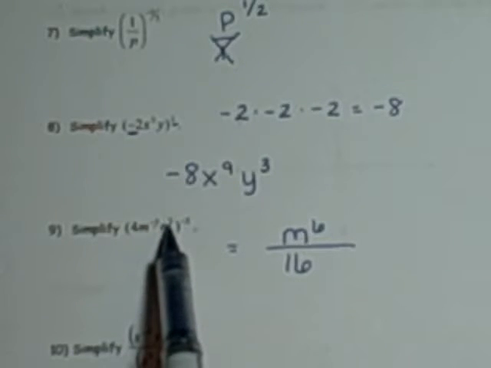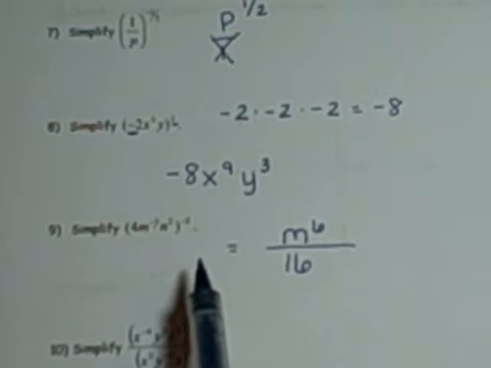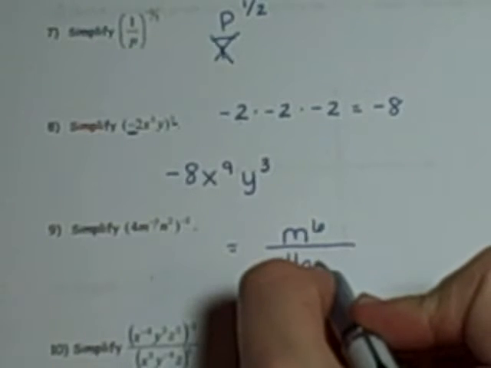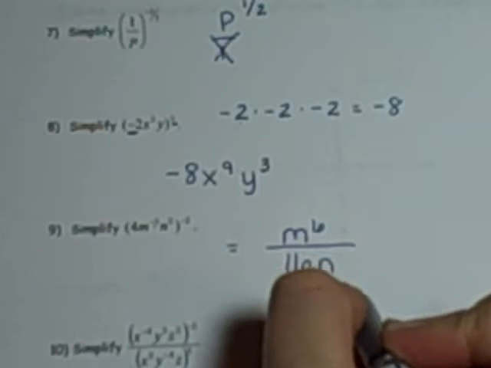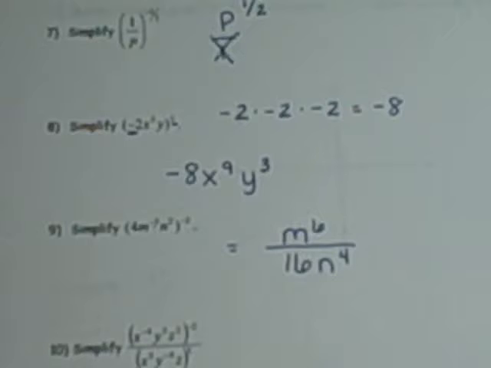And then for the n, when I multiply 2 times negative 2, I get negative 4. Since it's negative, that means it's going to go on the bottom with the 16. But remember, when I put it down there, it's no longer negative. That negative was only there to tell you to put it on the bottom. So once you put it on the bottom, you're done with it. Okay, so my final answer there would be m to the 6th over 16n to the 4th.